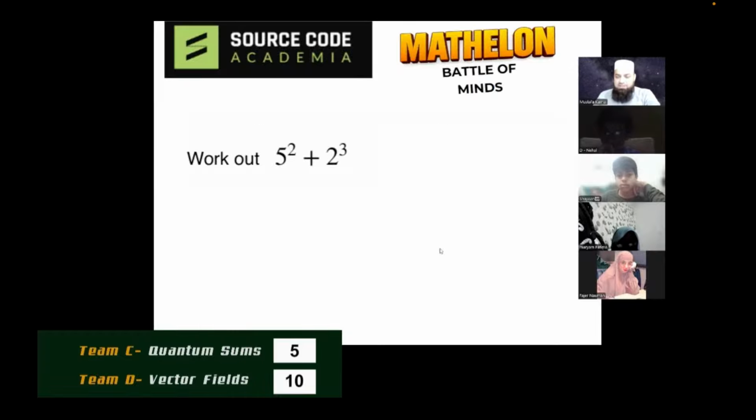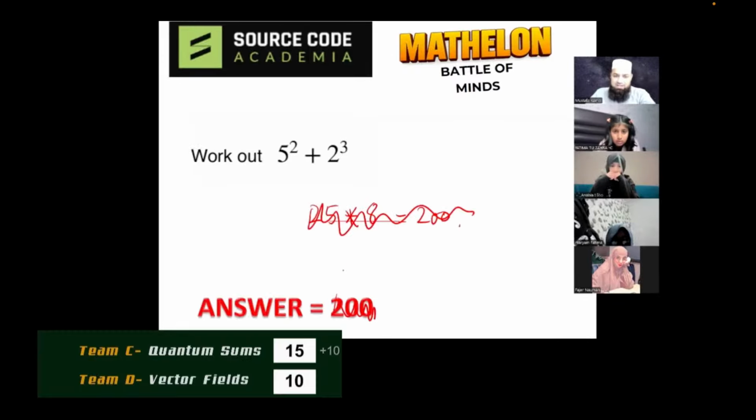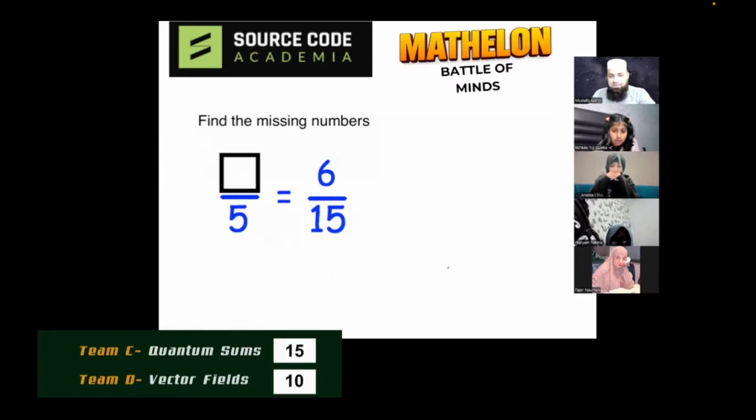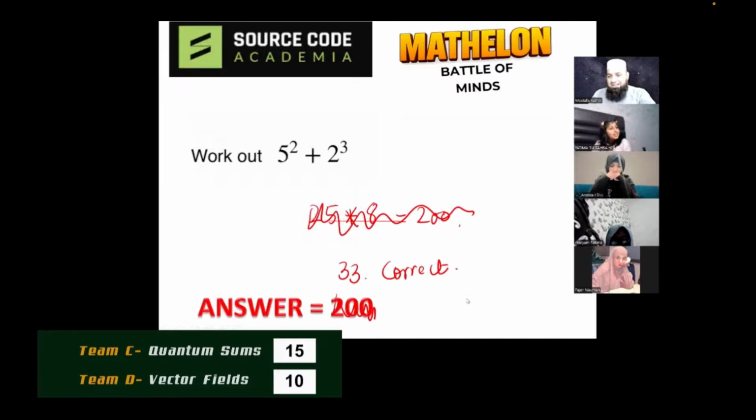What is 5 squared plus 2 cubed? Fatima. 33. Fatma Zahra. Oh, yes. I said 33. So 5 squared is 25 plus 8 is equal to 33. Your answer is correct. Thank you. 10 points is awarded to Fatima and her Team C. Next question is on your screen.